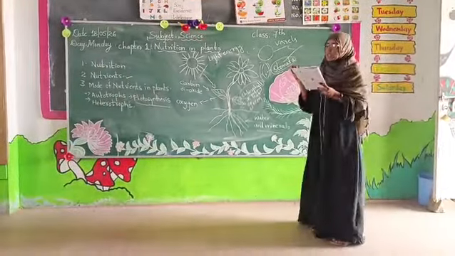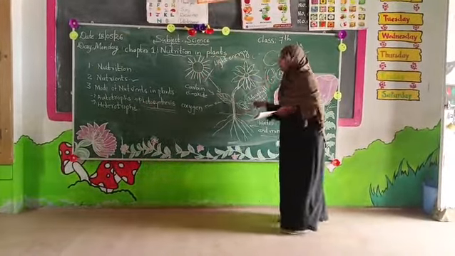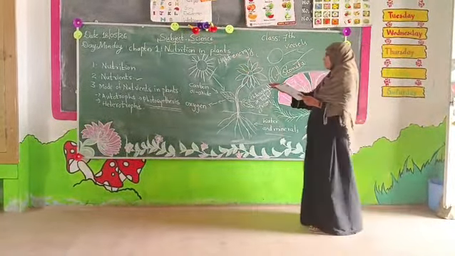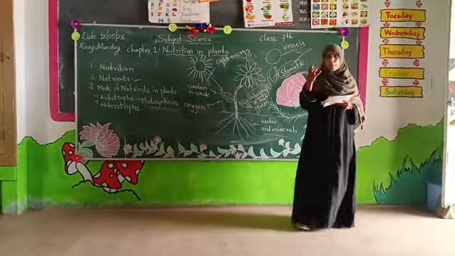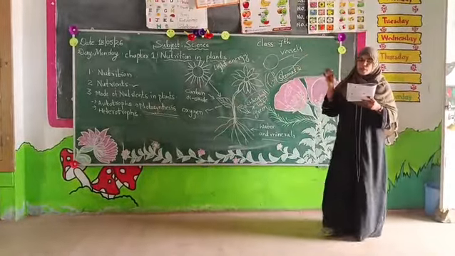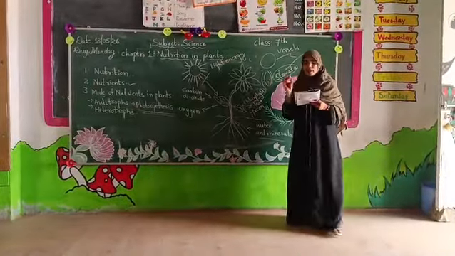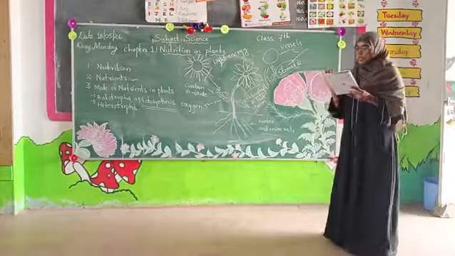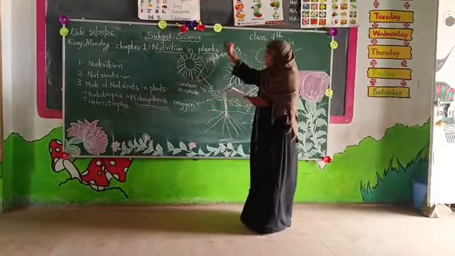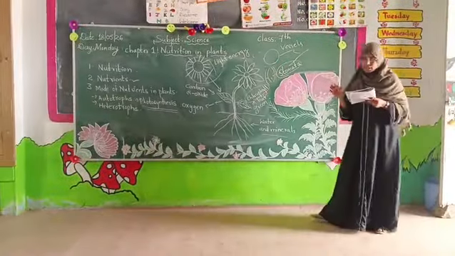Since the food is synthesized in the presence of sunlight, it is called photosynthesis. Photo means light and synthesize means to combine or to prepare. So we find that chlorophyll, sunlight, carbon dioxide and water are necessary to carry out the process of photosynthesis. It is a unique process on the earth. Ultimately the sun is the ultimate source of energy for all living organisms.